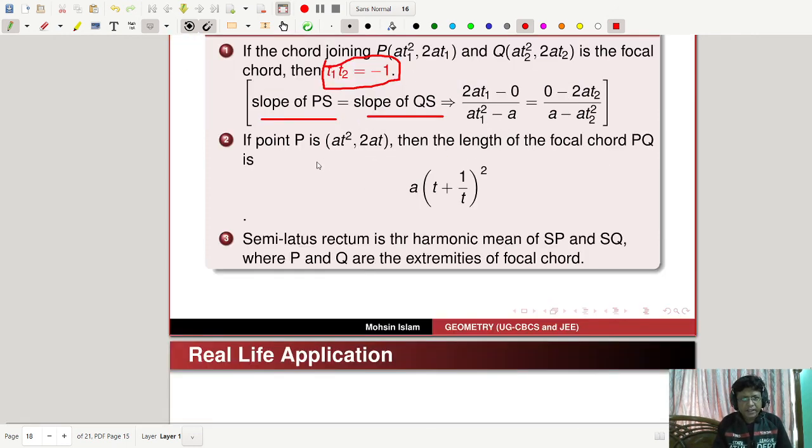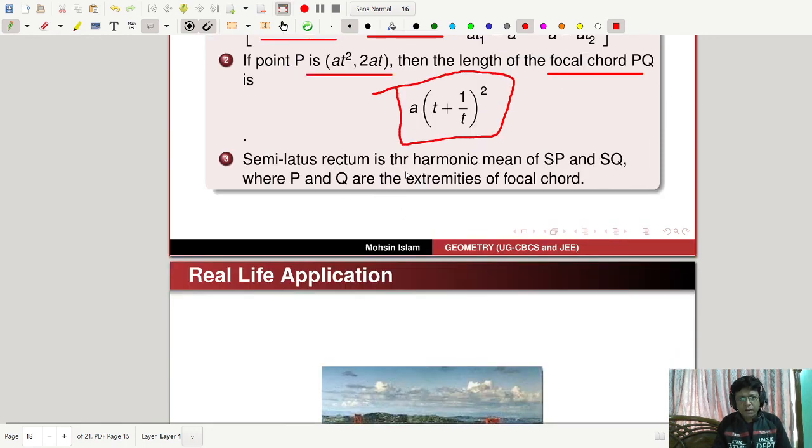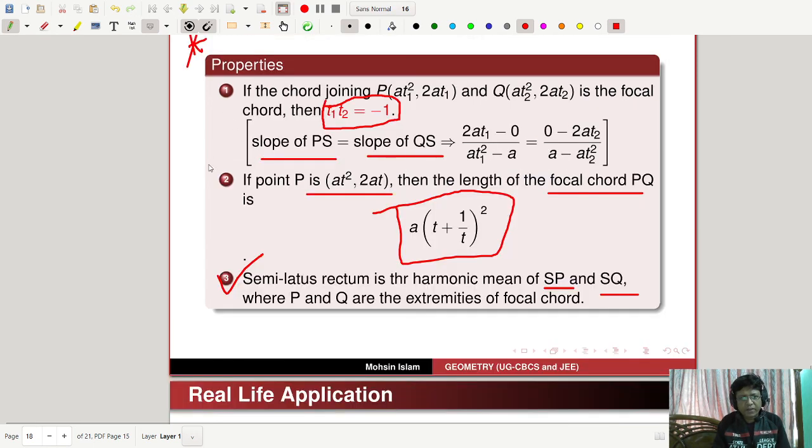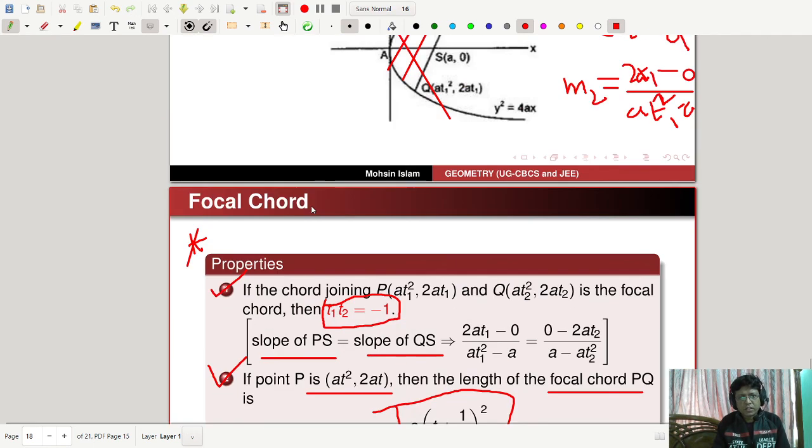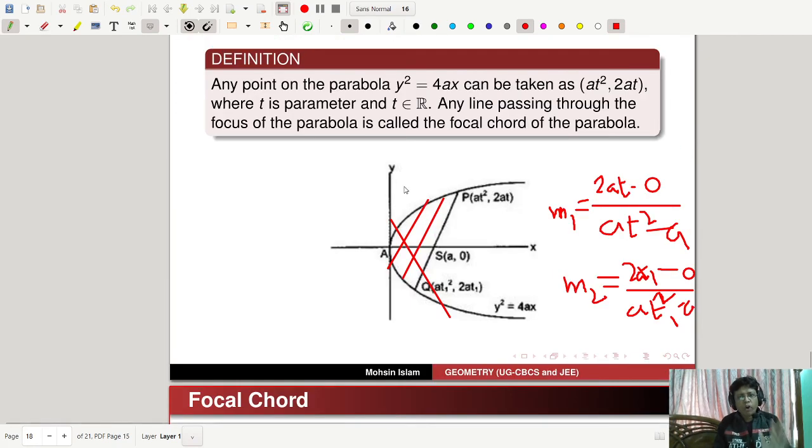Similarly, you can get the length of the focal chord; you can try this result. And the semi-latus rectum is the harmonic mean of SP and SQ. The latus rectum is 4a, so the semi-latus rectum is 2a, and that is the harmonic mean of SP and SQ, where P and Q are the extremities of the focal chord. So these three results are very important. You can go through the results. Okay, so this is about your focal chord.